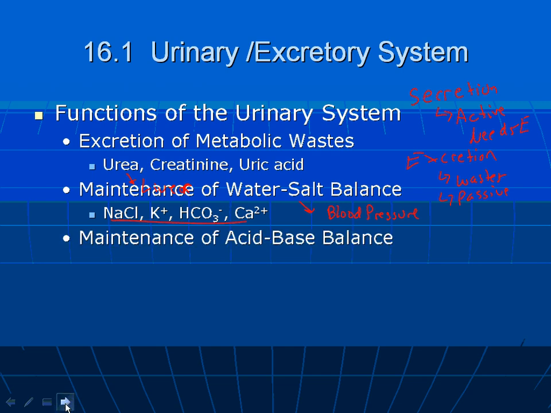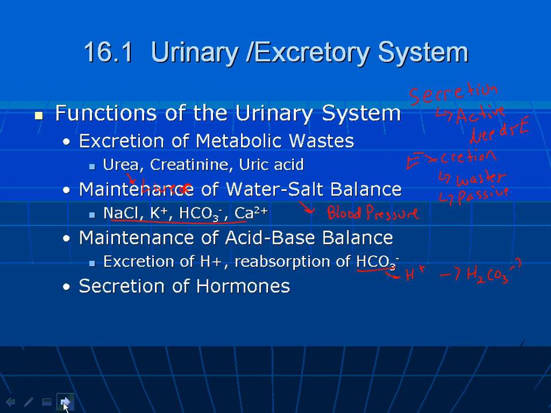Maintenance of the acid-base balance. Remember, we want our pH around 7.4 in blood. If it starts to get too acidic or too basic, we want to be able to regulate that. And so we do that by excreting H+, reabsorbing HCO3-. So these will be combining with H+ to form carbonic acid and then into CO2 and H2O. And all of these mechanisms we're going to go into great detail. This is just a quick little intro.